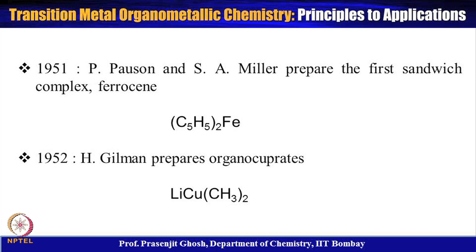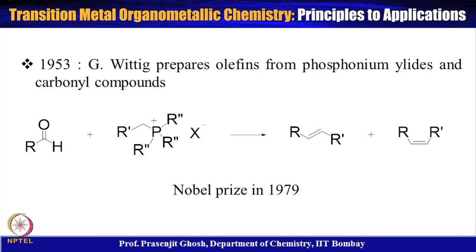In 1952, H. Gilman prepared organocuprates in the form of lithium dimethylcuprate. These are very good alkylating reagents and have an extremely important role in organic synthesis. Another important discovery was made in the following year, 1953. Wittig prepared olefins from phosphonium ylides and carbonyl compounds.